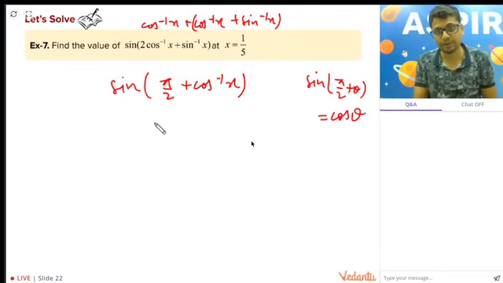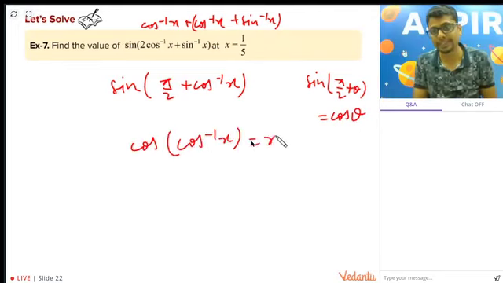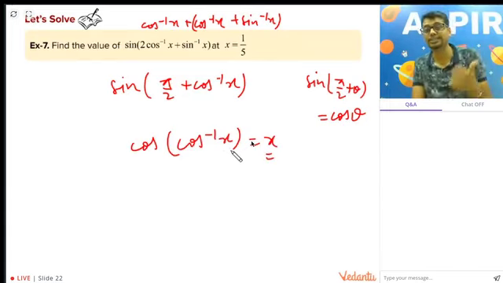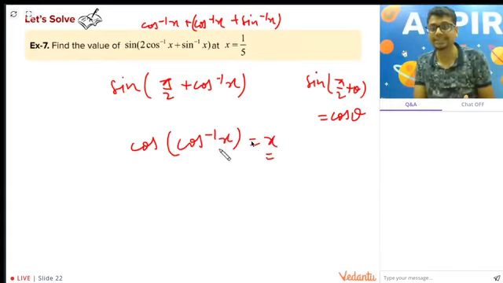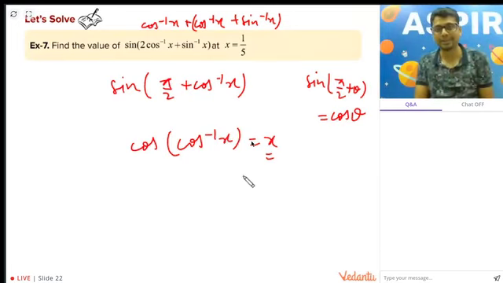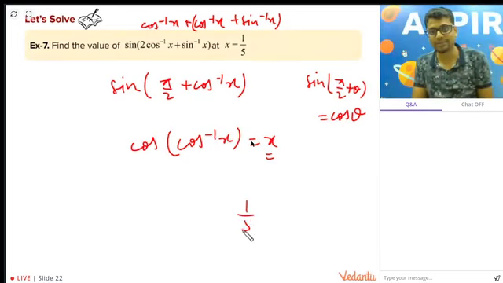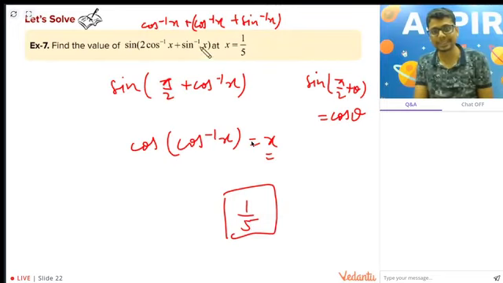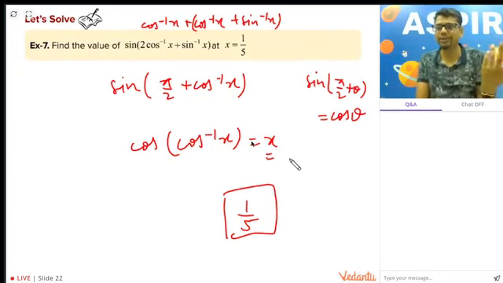So it becomes cos of cos inverse x. So this becomes basically x only. Why? Because cos of cos inverse x is always x if x lies in its domain, and x equal to 1 by 5 is in its domain. x can be anything between minus 1 closed to 1 closed, right? So what would be my answer? My answer will be 1 by 5 only, right? So this basically is x only. And what would this be when x is 1 by 5? 1 by 5 only. That's it, right?